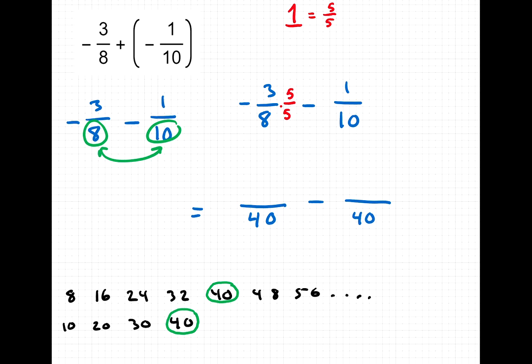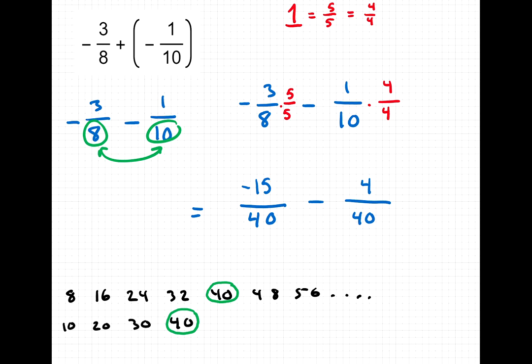And so top times top, bottom times bottom. Bottom times bottom gives us the 40 that we want. And then on top, we have a negative 3 times a 5. That is a negative 15. And we'll do the same thing with the 10, except we won't use 5 over 5. We'll use 4 over 4, because 10 times 4 gives us 40. And again, top times top is 1 times 4. Bottom times bottom is 40.